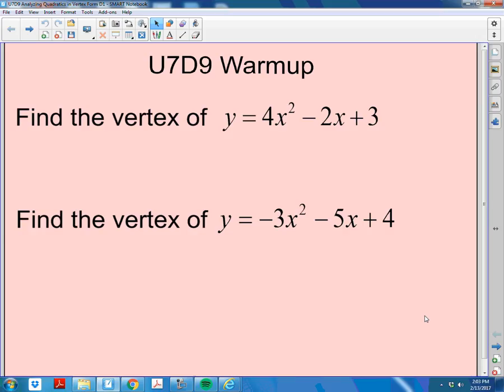Luke? The symmetry? Yeah. You punch it into y equals, go to your table, and you're looking for symmetry about the lowest or highest y value. About the lowest or highest y value. That is the fastest way to find the vertex.